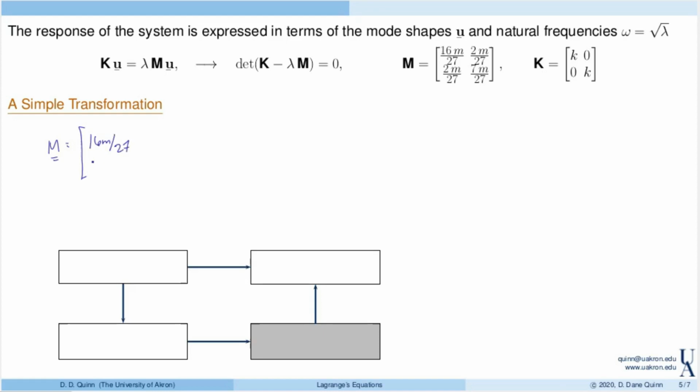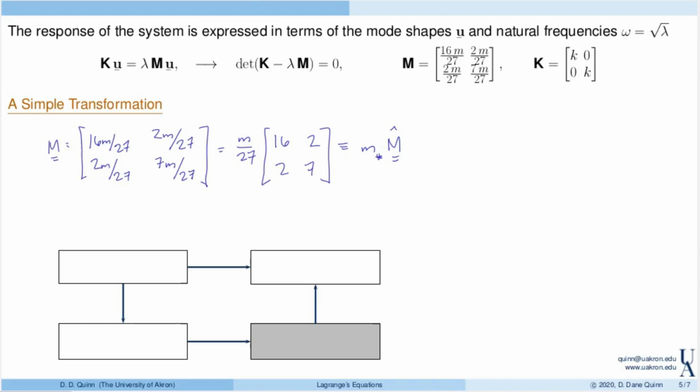16m over 27, 2m over 27, 2m over 27, 7m over 27. Again, it's symmetric, because it has to be with Lagrange's equations. Notice that I can factor out a constant from this, and that constant will include the unknown mass m. In this case, I'll factor out an m over 27. 27 is common to all of these terms, and I end up with 16, 2, 2, and 7 as my mass matrix. I'm going to define that as m star times M hat, where m star is this constant that we factored out, m over 27. And then M hat is the matrix that remains. Notice that M hat is purely numerical.